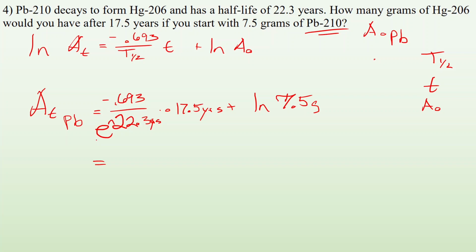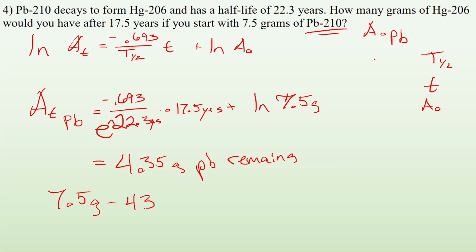When you plug and chug and you get all this, you get 4.35 grams of lead remaining. So if we want to know how much mercury was made, we would need to know how much lead is left. So I started with 7.5 grams minus how much is still remaining, and I end up with, what's it, like 3.15 grams of lead decayed. What did it become? Well, it became mercury 206.